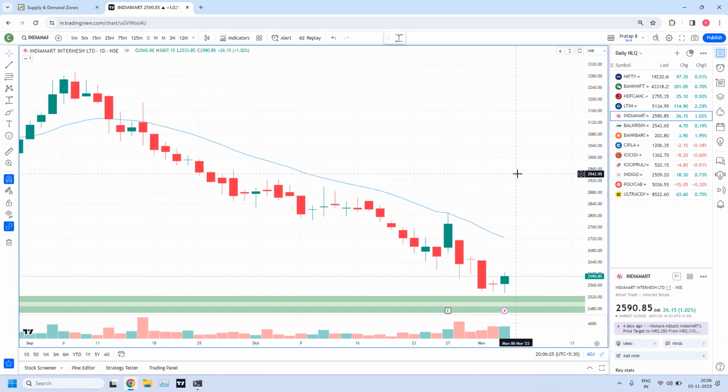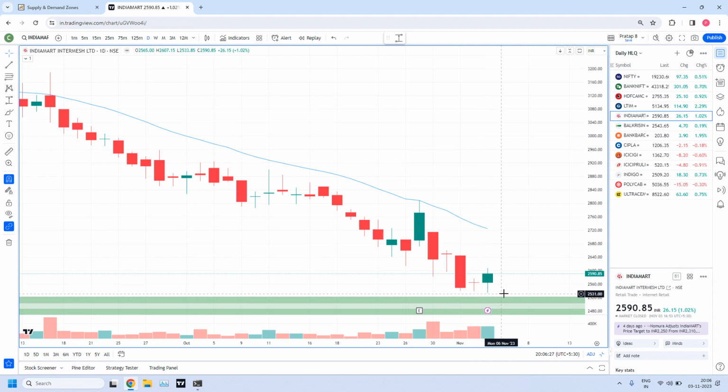India Mart. See the rejections just before this. We already discussed the entry buffer concept. So there could have been some entry buffer here. Or you may find lower time frames, probably 5 minutes or 15 minutes. Definitely you will find some zone. That zone is acting as an entry buffer.